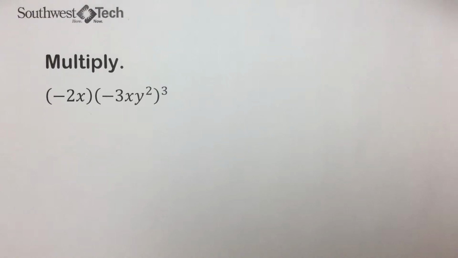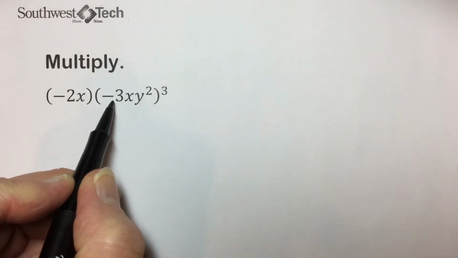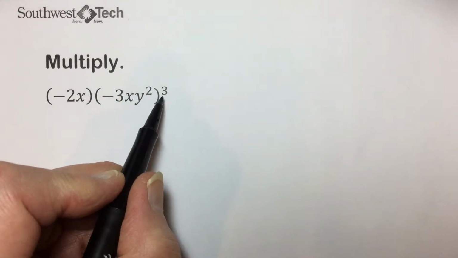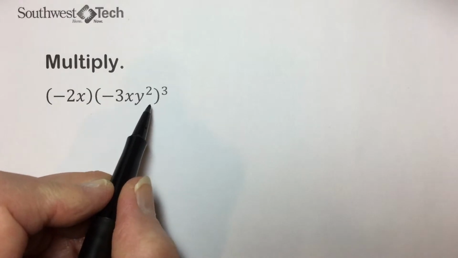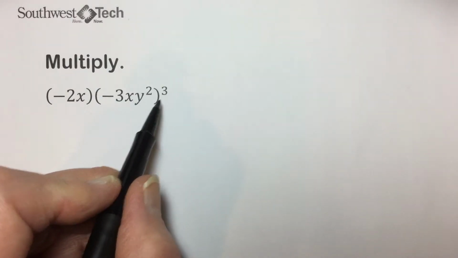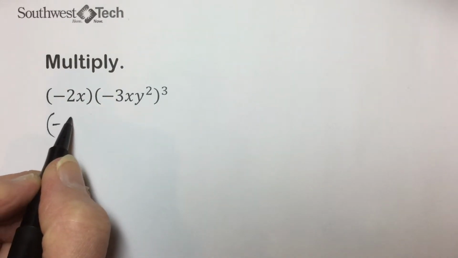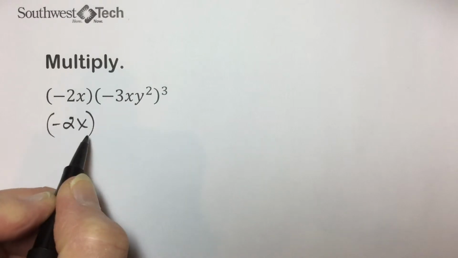Multiplication of monomials in different variables is handled the same way as if it was all in one single variable. Here we have a monomial times a monomial, but first we have this monomial raised to a power. Following the order of operations, we need to take this monomial raised to that power first, since exponents have the priority over multiplication. So we'll ignore temporarily the negative 2x.